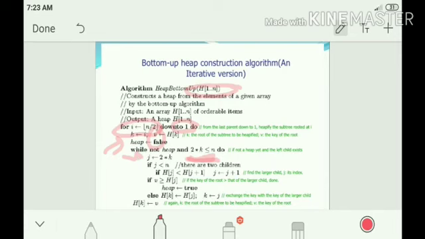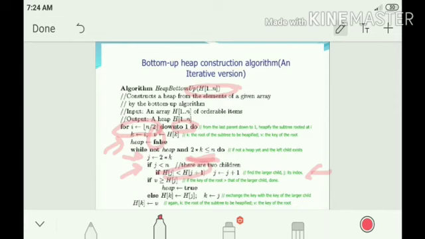Then we check to see if there exists a right child, such that the right child is greater than the left child. If that is the case, then we increment the value of j by 1. Thus, j is now pointing to the largest key amongst the children.